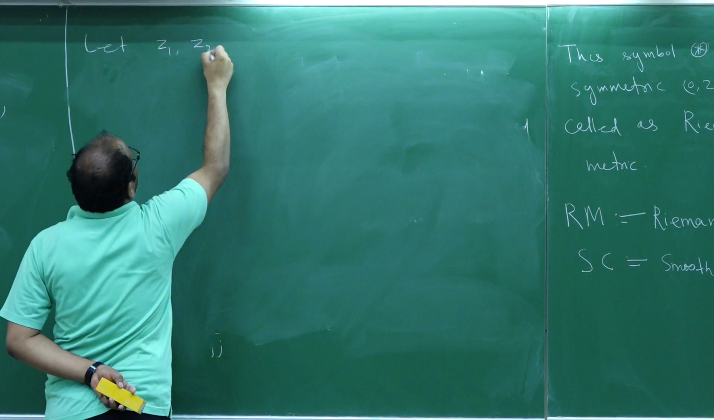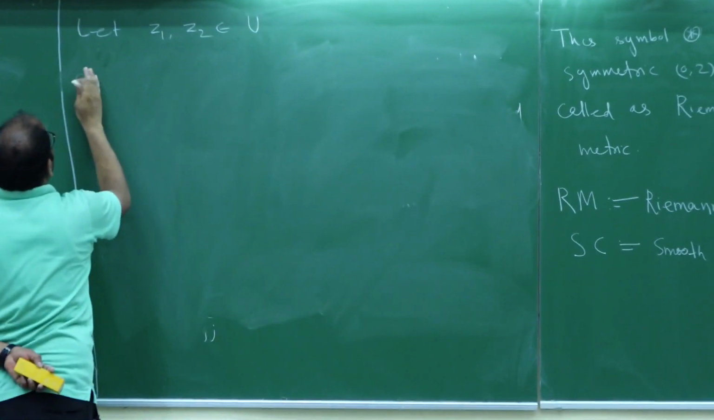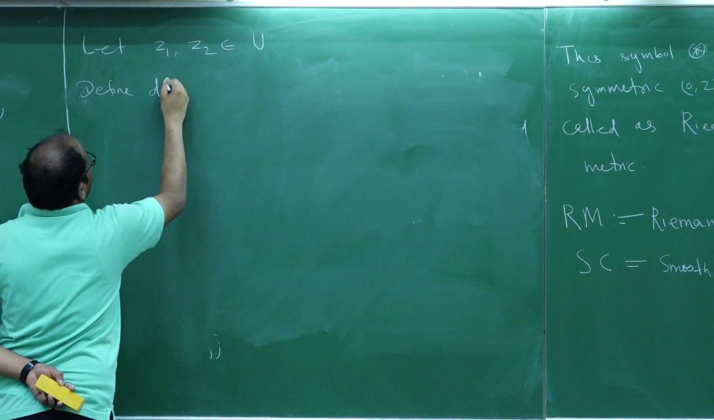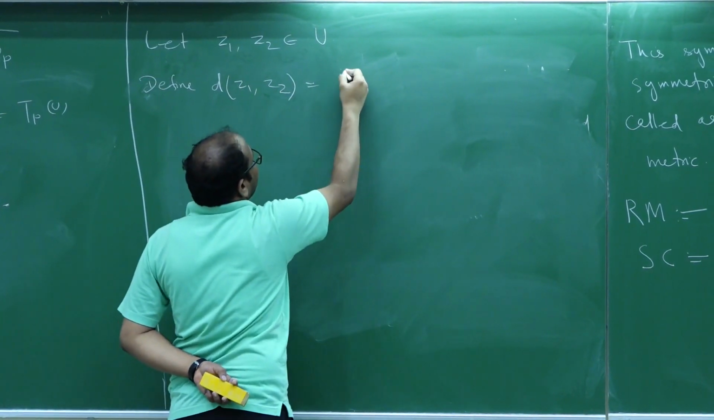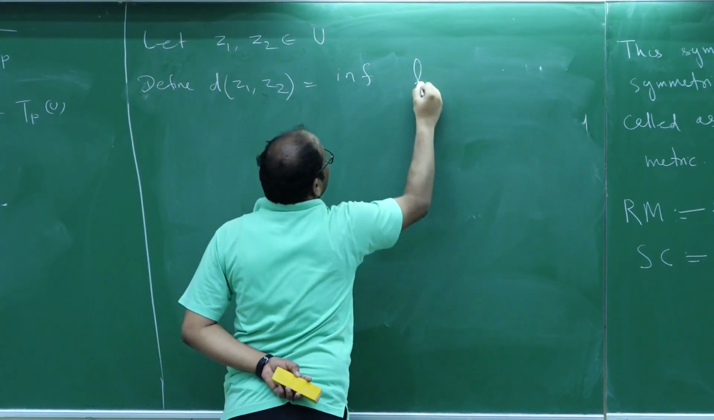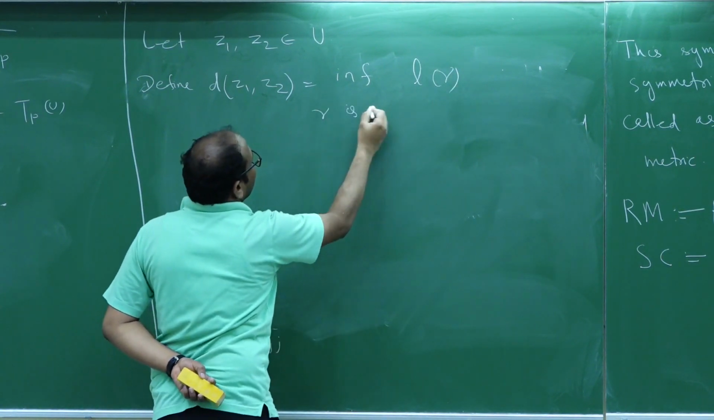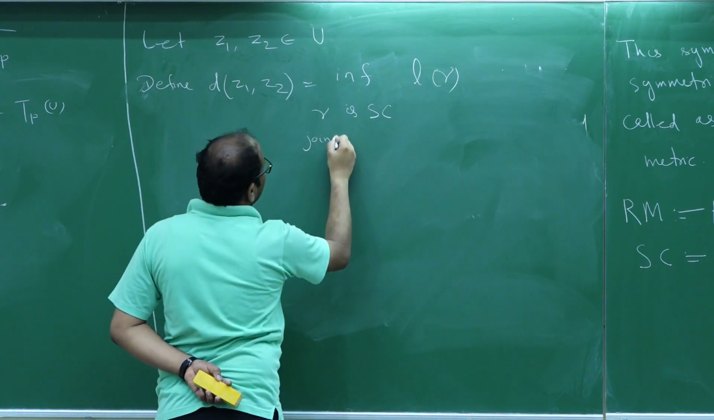Z1 and Z2 come from any U. I define this thing d(Z1, Z2). This is taking the infimum over the length of gamma, where gamma is a smooth curve joining Z1 and Z2.